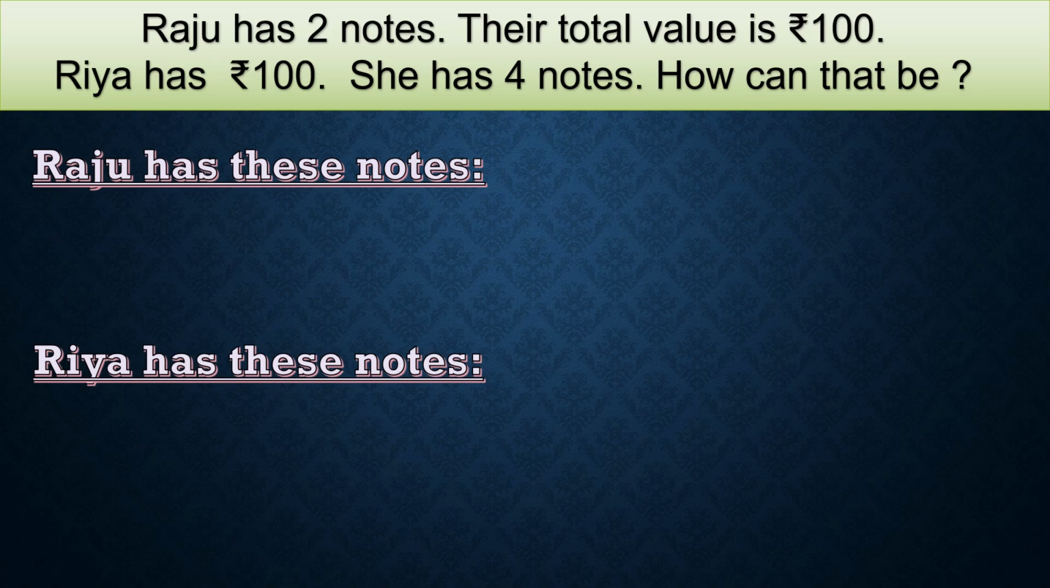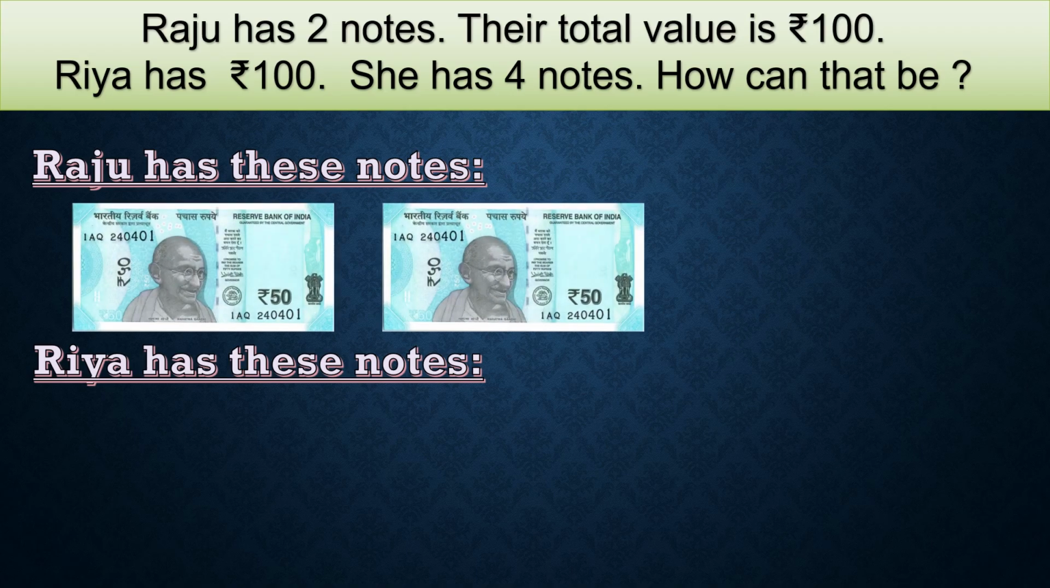Raju has 100 rupees and he has 2 notes. So let us take 50 rupees notes and find the total value. If we take 2 50 rupees notes, we get 50 plus 50, which is 100 rupees.